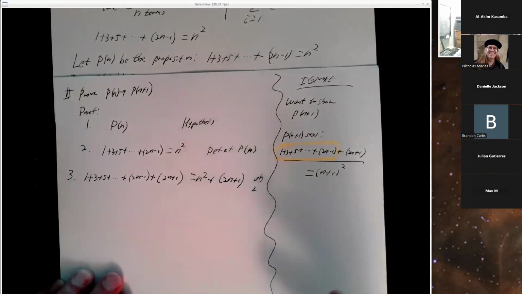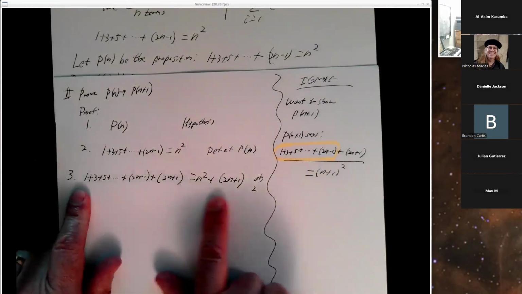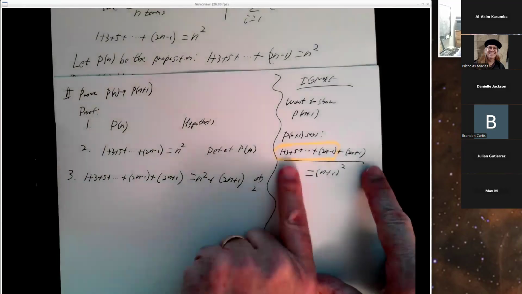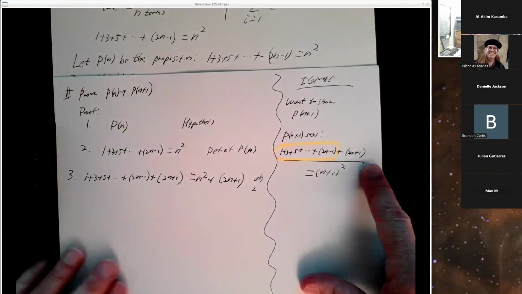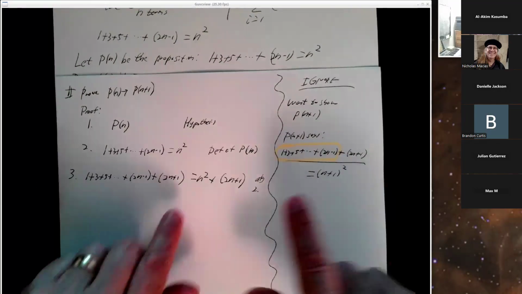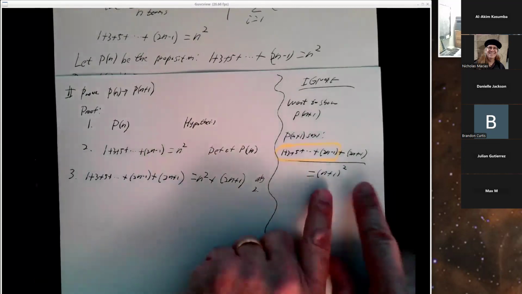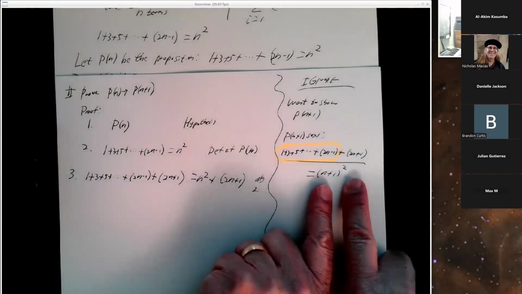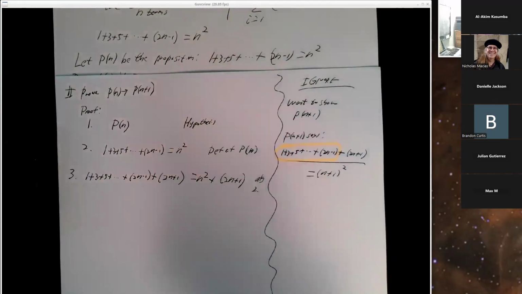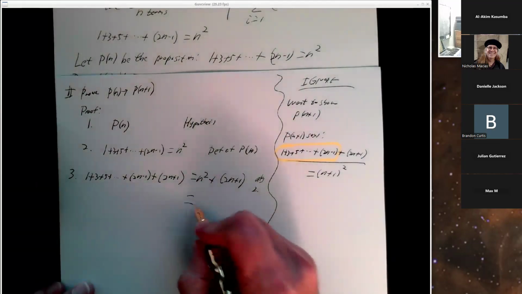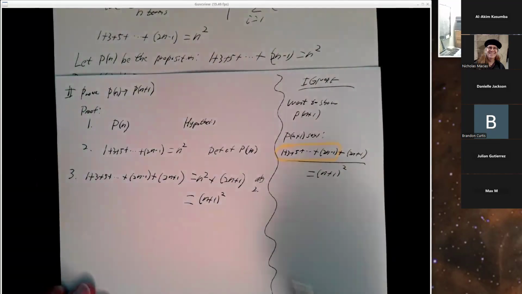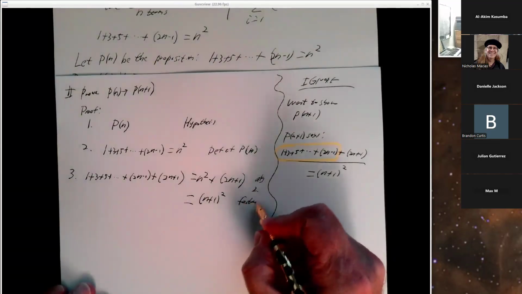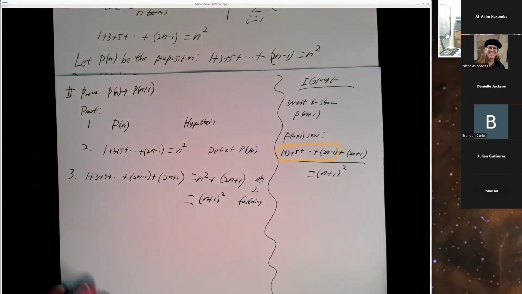And at this point, it may not even be clear why we did that. The only thing we know is that suddenly we've written a proposition whose left side is the same as the left side of the proposition we want. And so the question is, can we do anything with the right side to make the right side look like the right side that we want? And in fact, we can, because n squared plus 2n plus 1 is just n plus 1 squared. And that's just factoring n squared plus 2n plus 1.